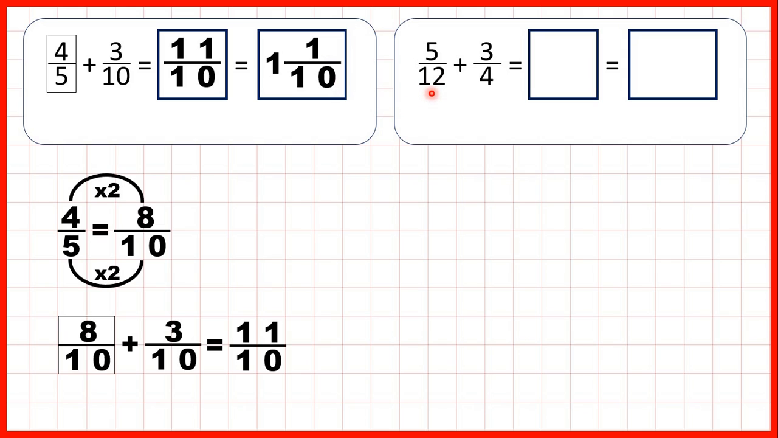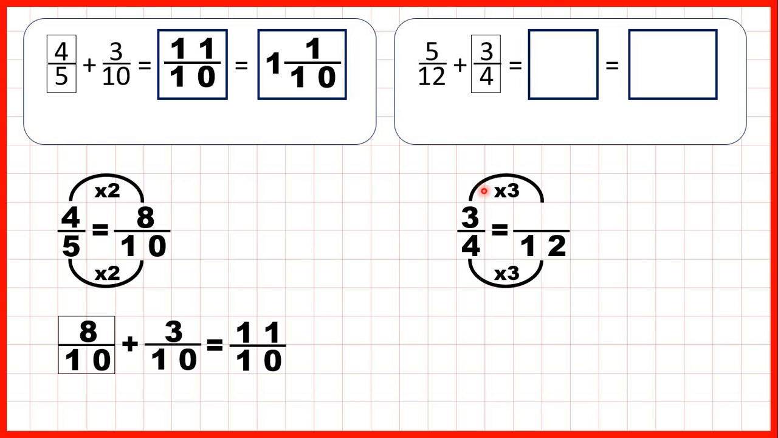Now we have 5/12 plus 3/4. Now 12 is in the 4 times table, so this time we need to find a fraction equivalent to 3/4, which has a denominator of 12. 4 times 3 is 12, and when we find equivalent fractions, what we do to the denominator, we do to the numerator as well, and 3 times 3 is 9.